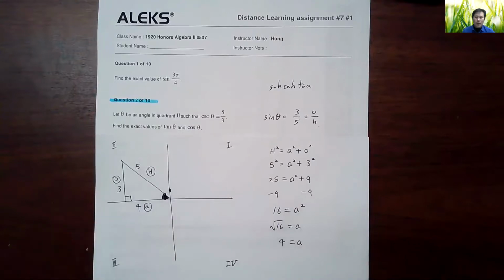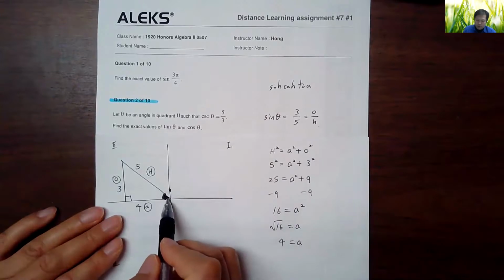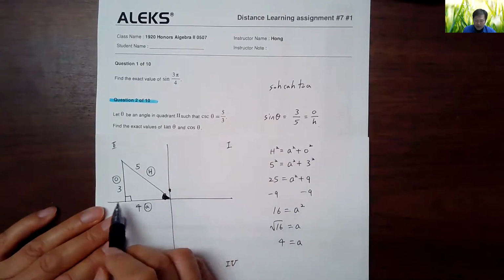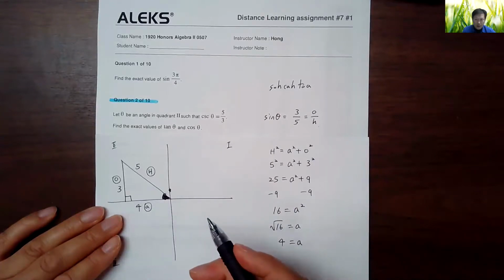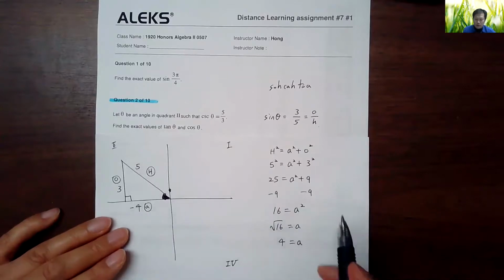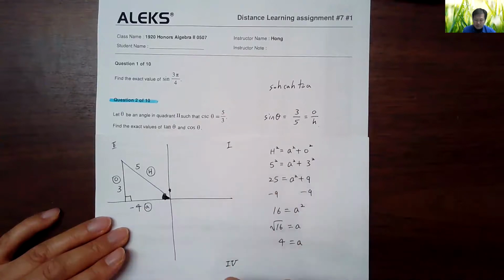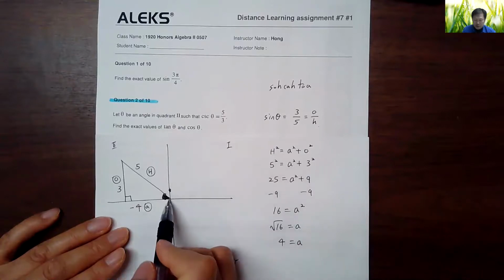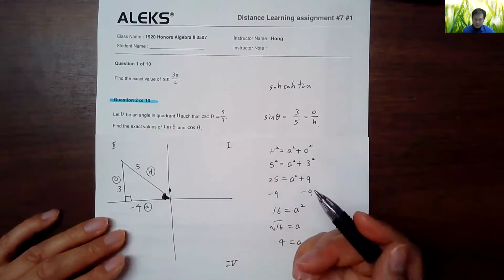One popular mistake is right here. Whenever you go to the left on the x-axis or down on the y-axis, the value becomes negative. So you have to put minus 4. Some of you might say, well, that's the length of a triangle, how can the length be negative? In that sense, you're right. But in trigonometry, if you go left, you have to interpret that as a minus. If you go down, you also interpret that as a minus.